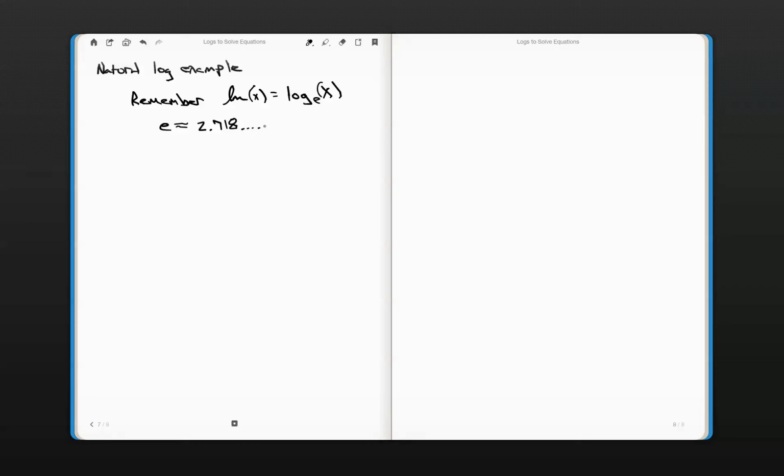Okay. Well, now I've got an equation that says the natural log of 5 to the x plus 1 equals the natural log of 6 to the 2x.